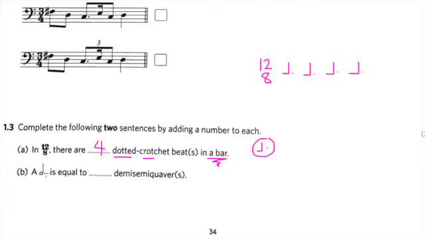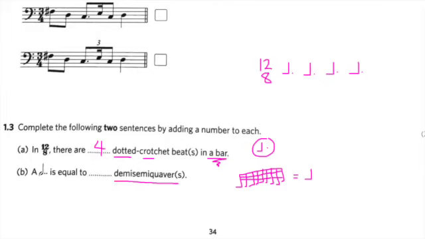Then here, a double dotted minim is equal to how many demi-semiquavers? So demi-semiquavers. Again, being quite paranoid here. Quavers look like this, semiquavers look like this, and then demi-semiquavers would have the extra beam. 1, 2, 3, 4, 5, 6, 7, 8. So remember the extra beam. These are your demi-semiquavers now. And we have 8 of them in 1 crotchet.